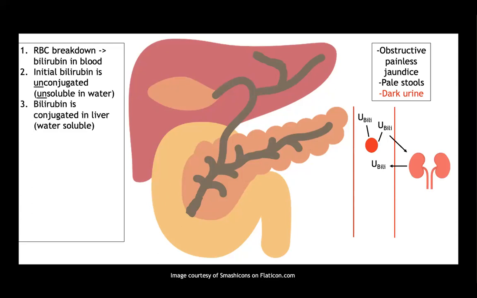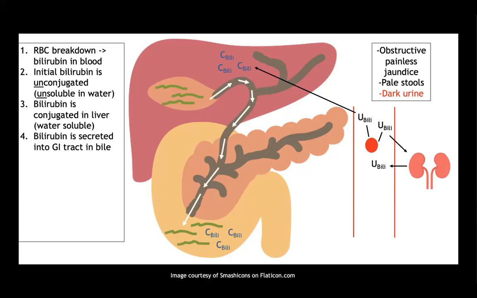So how do we fix this? How do we get this bilirubin out? Our liver is going to take over and it'll convert that unconjugated bilirubin into conjugated bilirubin. And from there, that conjugated bilirubin, as we saw before, can be excreted inside that bile. That's a component of bile.